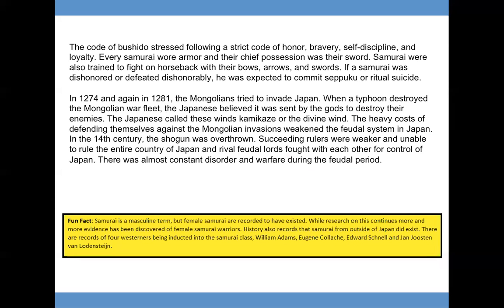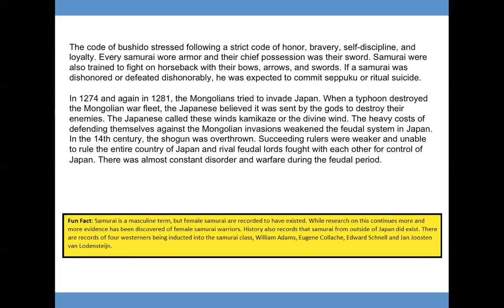The Code of Bushido stressed following a strict code of honor, bravery, self-discipline, and loyalty. Every samurai wore armor, and their chief possession was their sword. Samurai were also trained to fight on horseback with their bows, arrows, and swords. If a samurai was dishonored or defeated dishonorably, he was expected to commit seppuku, or ritual suicide.